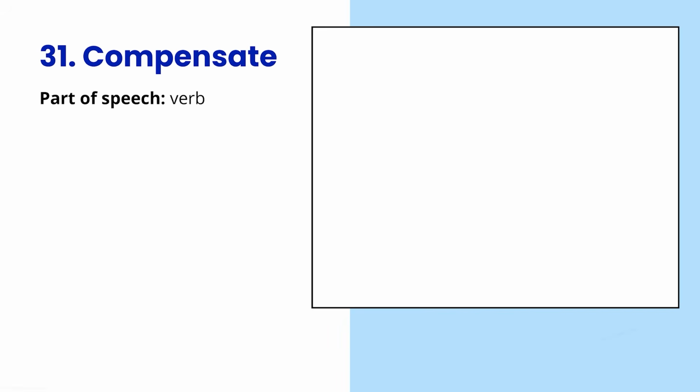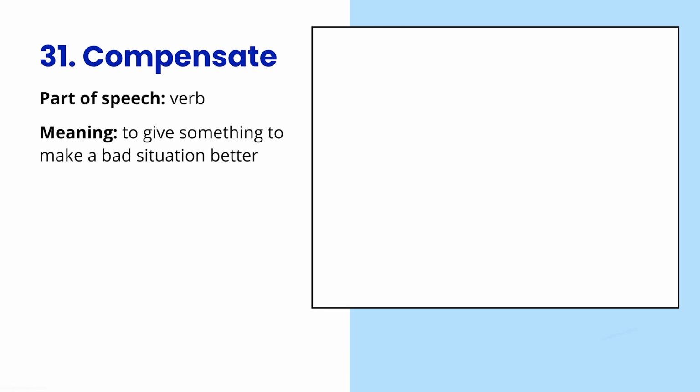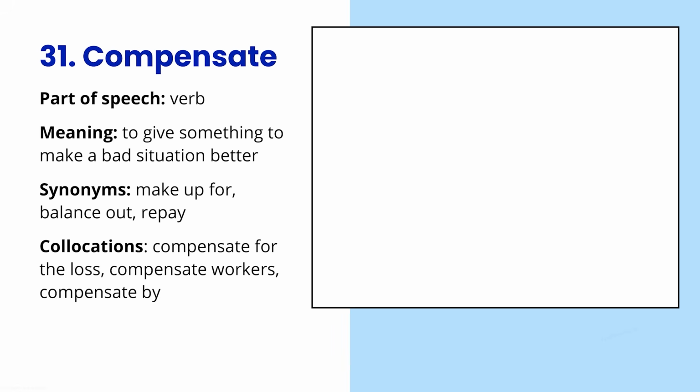Compensate is a verb and it means to give something to make a situation better, normally money. Synonyms: make up for, balance out, repay. Collocations: compensate for the loss. So that means to give something, again, normally money, to make the loss better. Having a loss is obviously a bad thing, but if you receive some money, well, it might make that situation a bit better. Compensate workers. So to give something to workers.